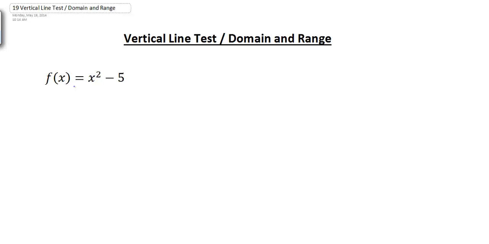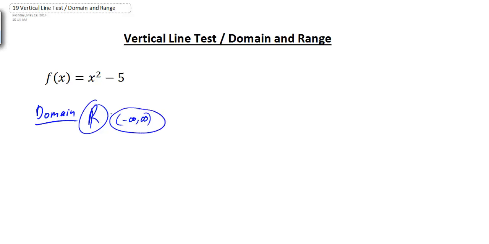So here, let's look at the domain first. If we want to find the domain of this, remember that is our x value. So we want to know what values x can take on. And this is a polynomial function, simply x squared minus 5. You recall this would simply be all real numbers is one way we could state the domain, or we could simply say it's negative infinity to positive infinity.